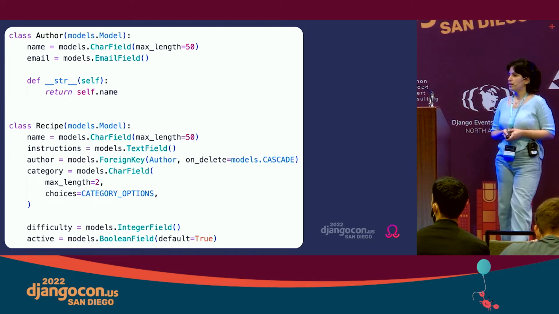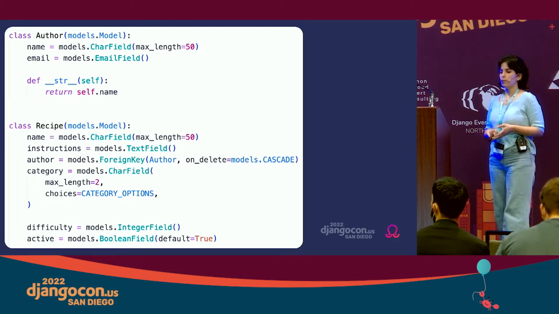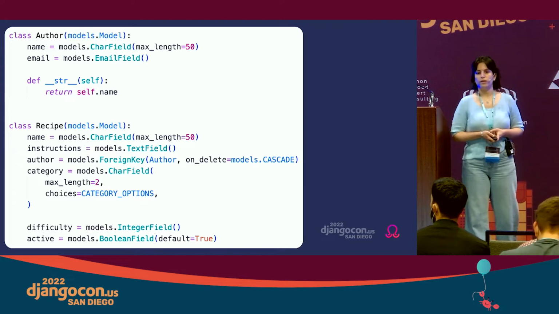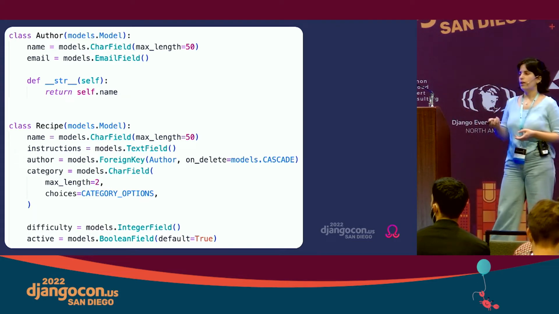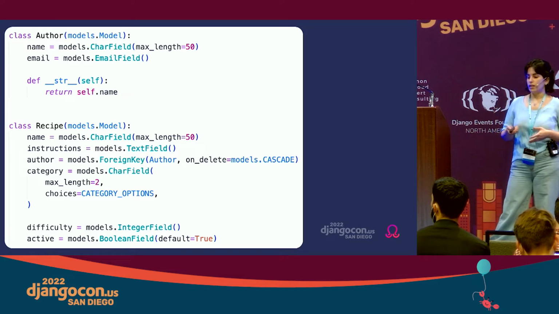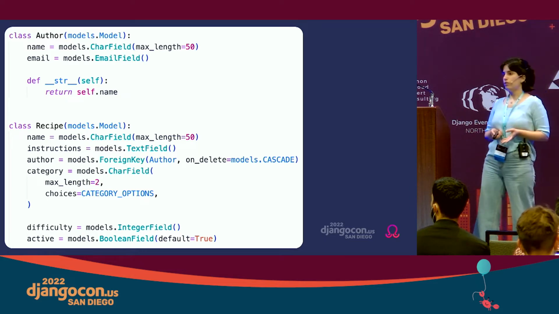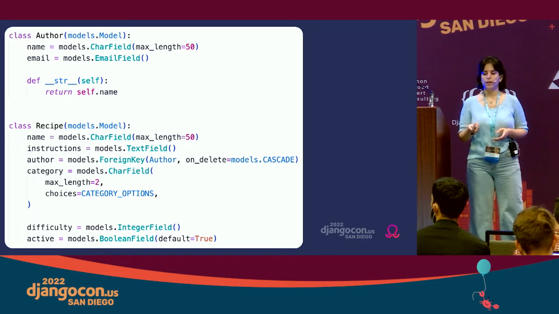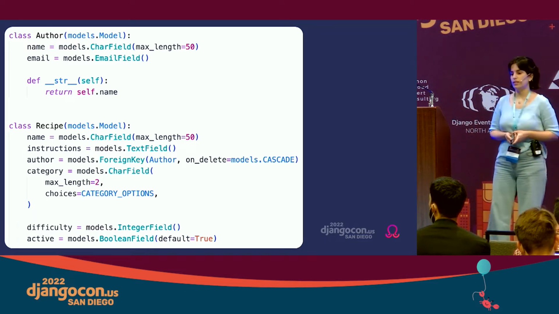In order to present the different examples, I'm going to use these two models. We have recipes that have a name, instructions, an author, a category, the difficulty, and also whether it's active or not. And then each author has a name and an email.